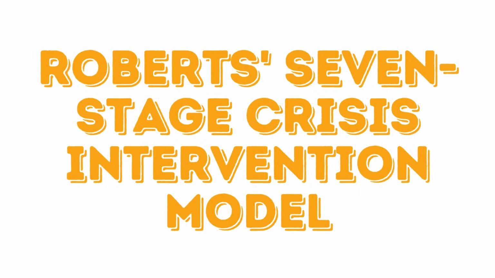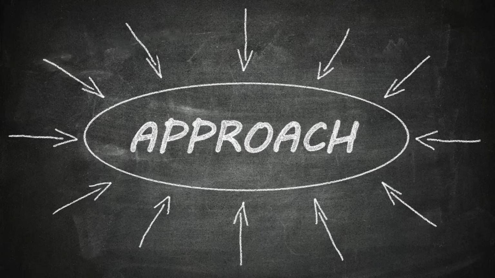Models of crisis counseling. 1. Roberts' 7-stage crisis intervention model. This model is widely used and encompasses the stages mentioned above, emphasizing a structured approach to crisis intervention.